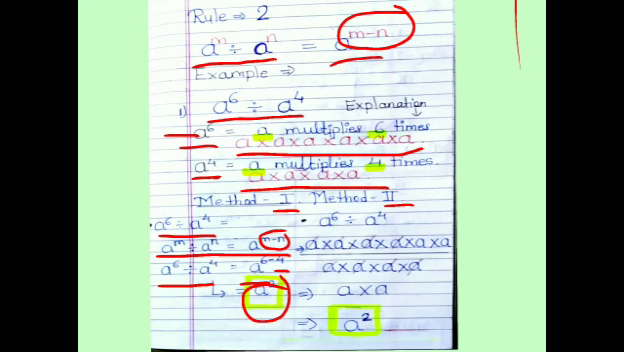Now, what is method 2? Again we take the same example, a raised to 6 divided by a raised to 4. As we know, a raised to 6 means a is multiplied to itself 6 times. So the multiplication form of a raised to 6 is a into a into a into a into a into a, divided by a raised to 4. A number is multiplied to itself how many times? 4 times. We can write here a into a into a into a.